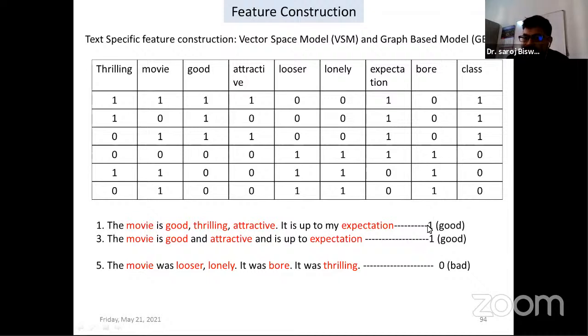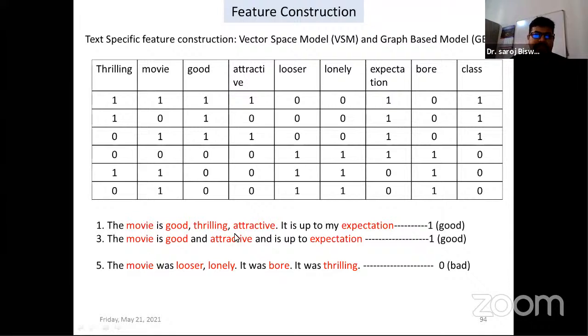But try to understand here the classification is what? This is positive. And we have considered in this data set the positive class is represented by 1. So that's why we have written here 1. Similarly, we can do for the second review, and here we have given the third review. In the third review, you can see movie, good, attractive, and expectation are there, and still it is good, right? So against thrilling, it's a 0. Movie, it is 1. Good, 1. Attractive, 1. Loser, 0. Lonely, 0. Expectation, 1. And now the label is 1.